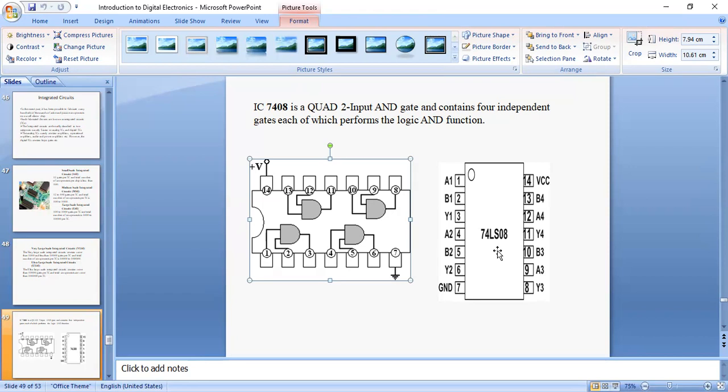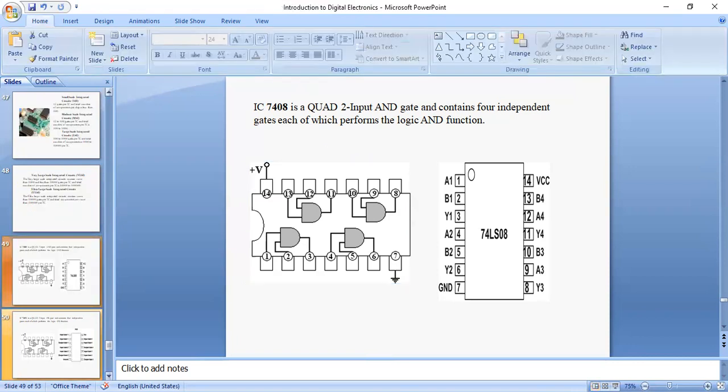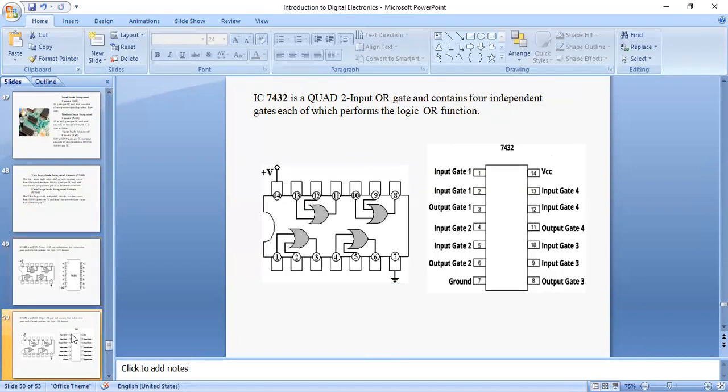Now coming to the next operation. Next gate. Now this is the OR gate. So that number is nothing but IC7432 for the OR gate. In this IC also we have 14 pins. The 14 pins means 4 gates are present. 4 OR gates are present in this.